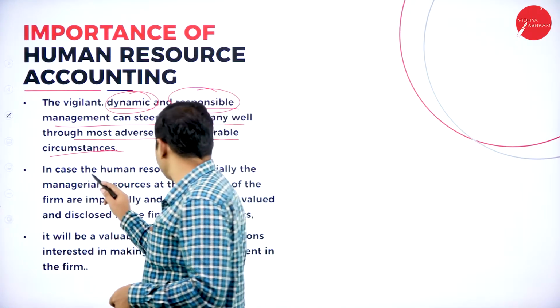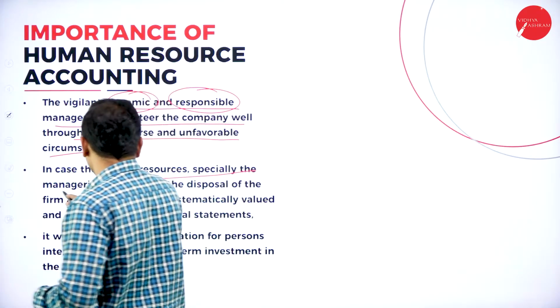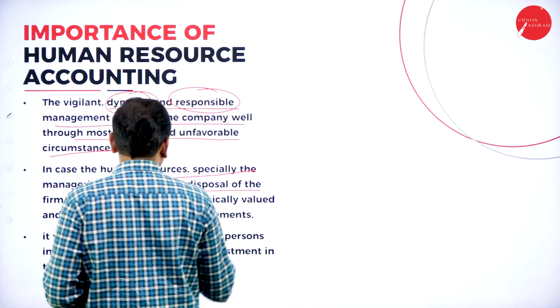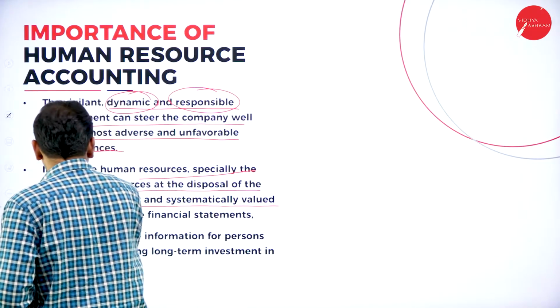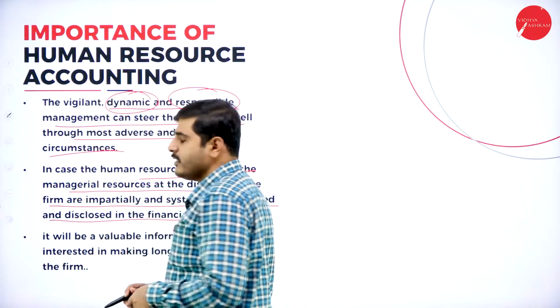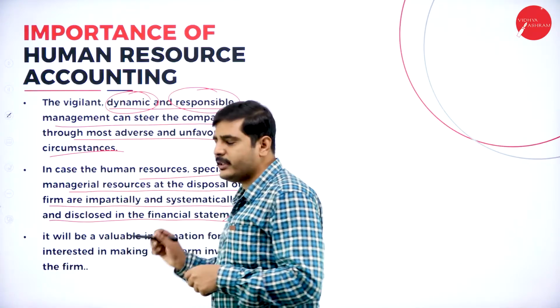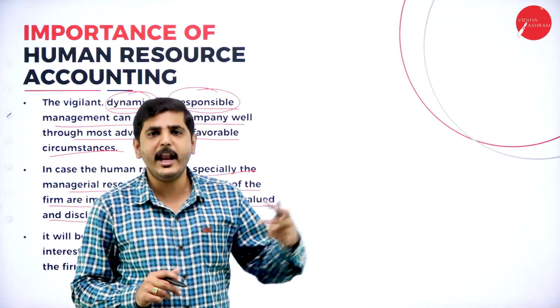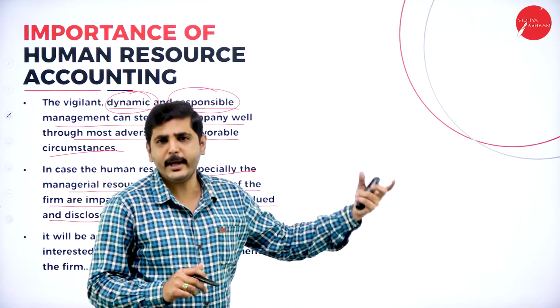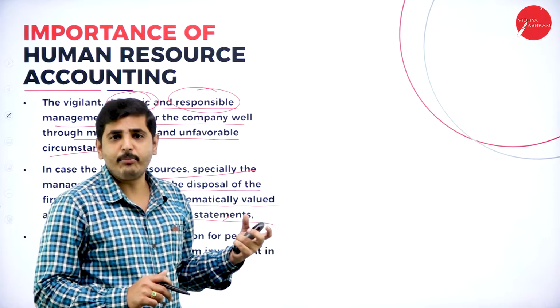Next one, human resource, especially the managerial resource at the disposal of a firm, is impartially and systematically valued and disclosed in the financial statement. What do you mean by that? See, the employees who are at the management level are very highly skilled employees.